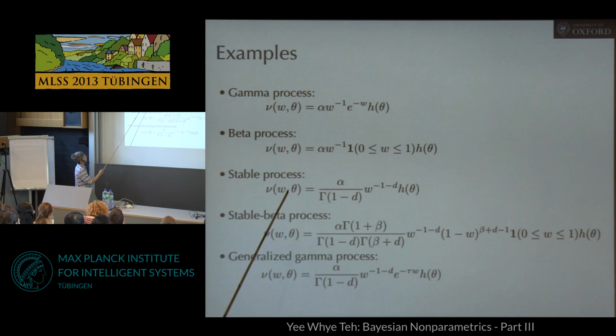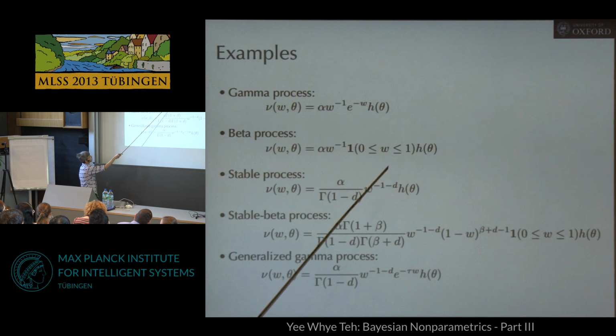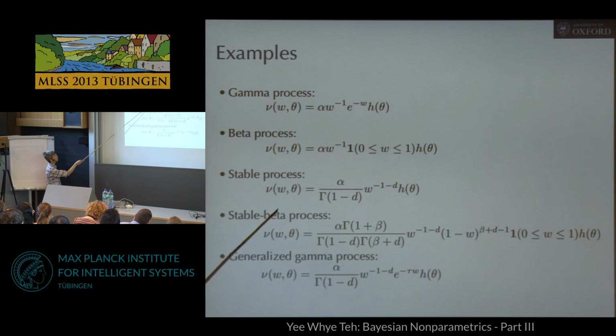Going back to the Indian buffet process, what I said previously was that the de Finetti measure that corresponds to the Indian buffet process is this thing called a beta process, which turns out also to be a completely random measure with a Levy measure which has that form. Okay. There are other generalizations to a stable process. This stable beta process is the de Finetti measure corresponding to the three-parameter Indian buffet process, the power law generalization that I described briefly.